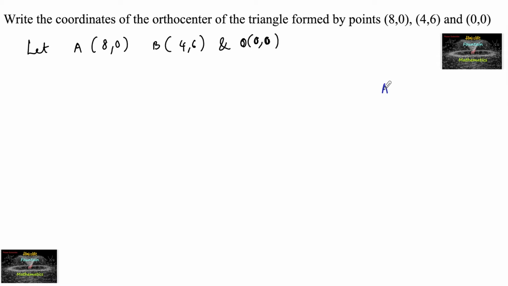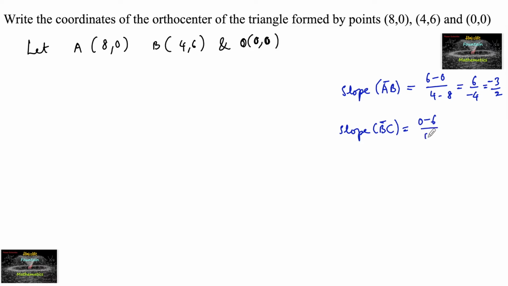So by taking their slopes, slope of AB is (y2 minus y1) upon (x2 minus x1), which is (6 minus 0) upon (4 minus 8), which is equal to 6 upon minus 4, which is equal to minus 3 by 2. And now slope of BC is (0 minus 6) upon (0 minus 4), which is equal to 6 upon 4, which is 3 upon 2.